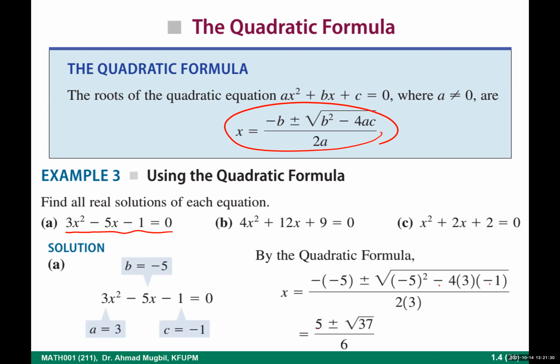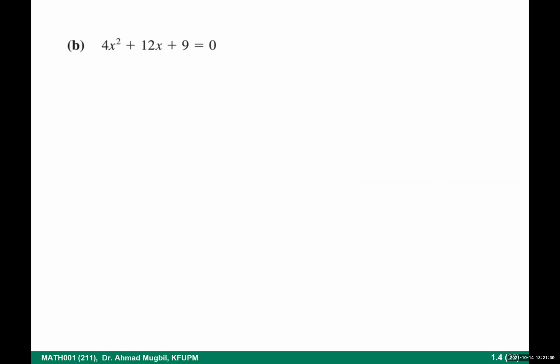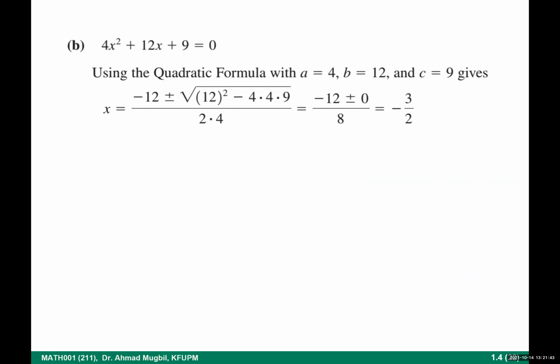We have here what? Two different real solutions. Both are complex, both are irrational. Now for this equation, again, you can find what is A, what is B, what is C. This is A, this is B, this is C. Substitute. Notice here what happens: what is inside this root becomes 0. So this is why we don't have a radical here. It becomes negative 12 over 8, which is negative 3 over 2. And we have one solution.